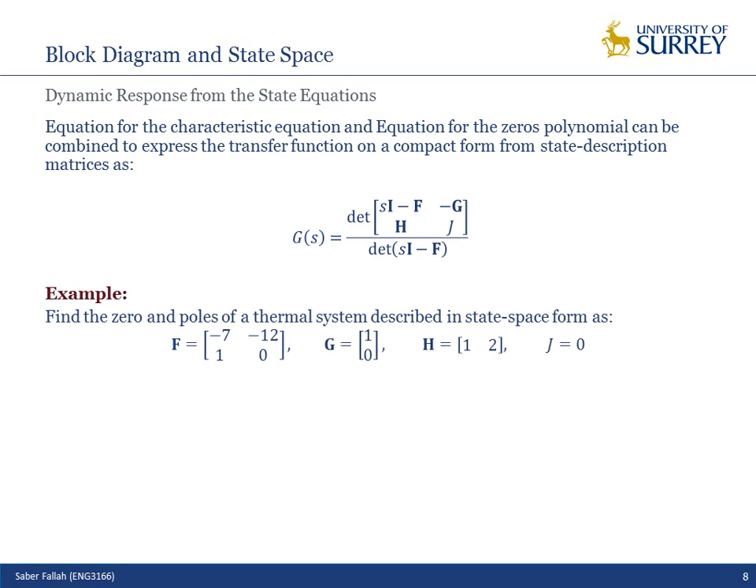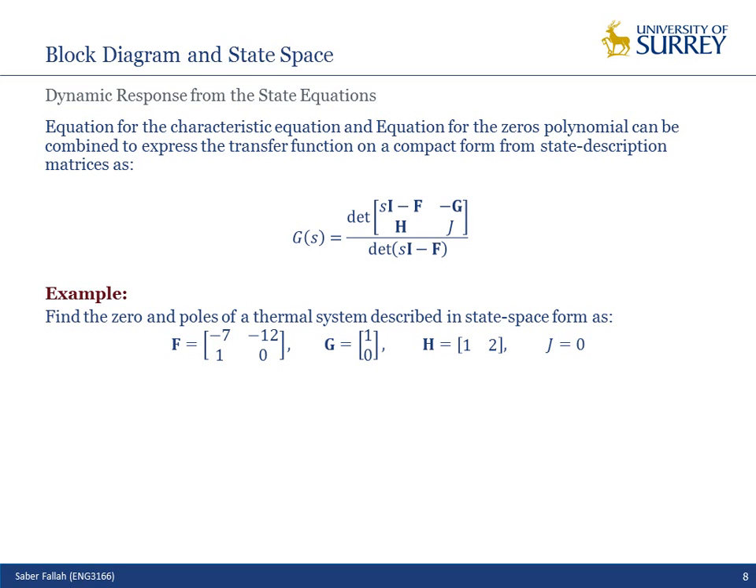So let's have a look at an example to see how we can find the poles and zeros of the system. I have this system, a thermal system, whose state space is represented by these matrices. I want to see, first, if the system is stable. The second, if I have any zero.